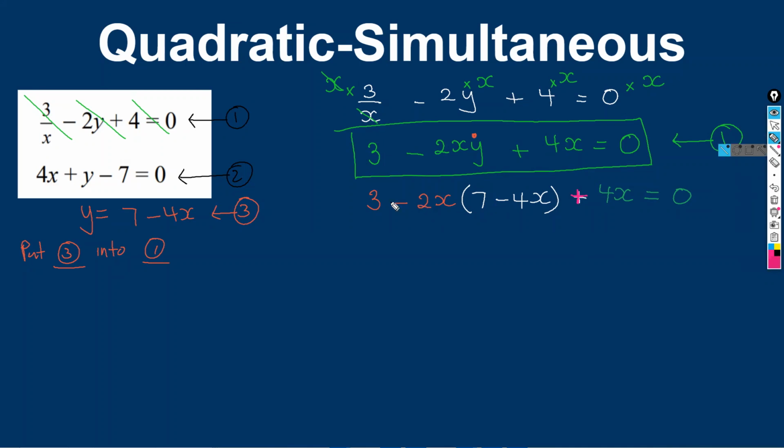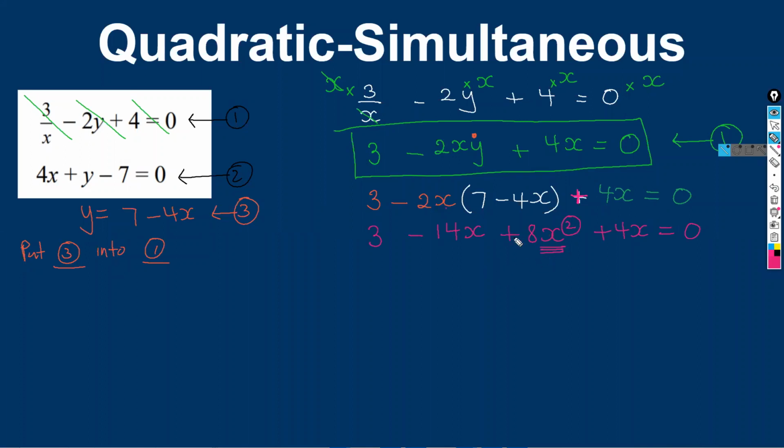Right? So what we're going to do is multiply all the brackets here. Minus 2x multiplied by 7 is minus 14x. Minus 2x multiplied by minus 4x is minus 8x squared. Plus 4x is equal to 0. Now, I suspect a lot of people would have forgotten the squared over here because they're multiplying an x by a next x. So you realize it's a quadratic here.